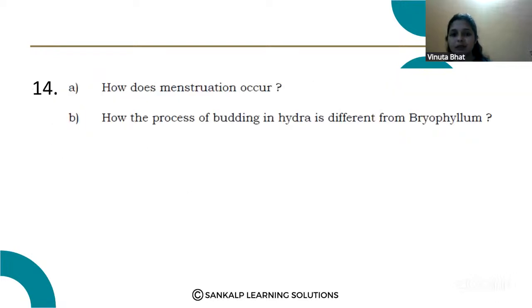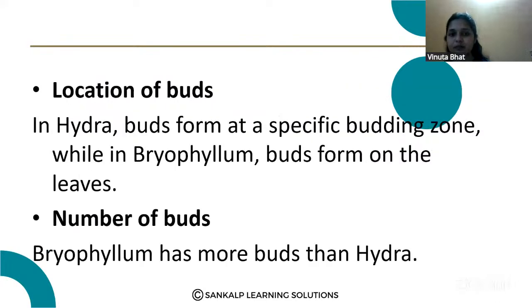Then here, how does the process of budding in hydra differ from budding in bryophyllum? Here, the hydra buds at a specific budding zone, while in the bryophyllum, the buds form on the leaves. And the number of buds: bryophyllum has more buds than the hydra. More buds are formed on the leaves of the bryophyllum. So that is the main difference.